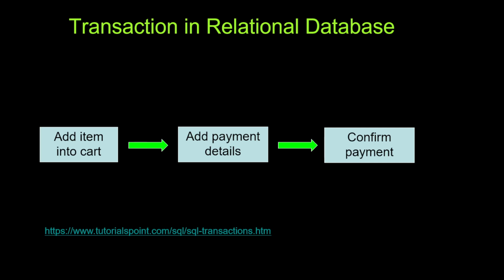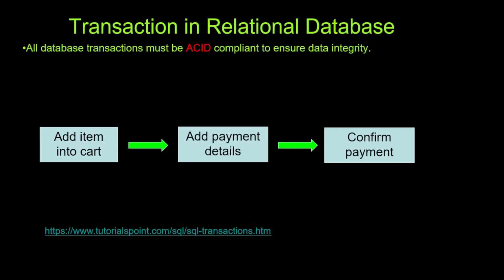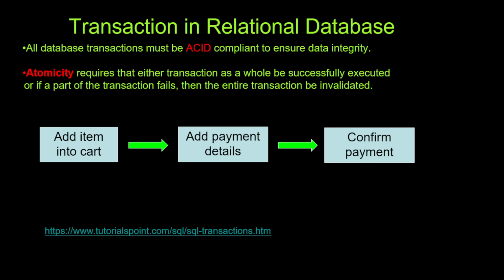So we're going to talk a little bit more about transactions, the requirements for a transaction. A transaction needs to be ACID compliant to ensure data integrity. So we're going to talk about what A, C, I, and D are. First one is atomicity. Atomicity requires that either the transaction as a whole is successfully executed, or if part of it fails, then the entire transaction is invalidated.